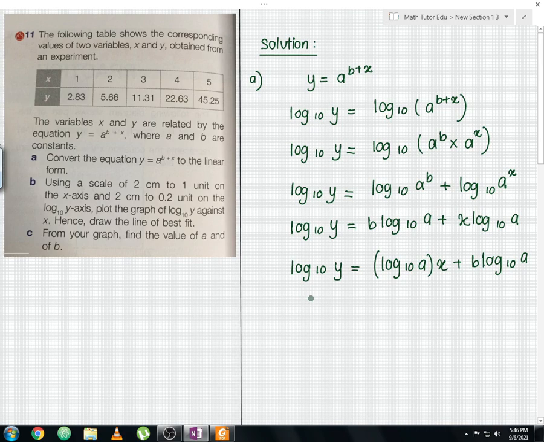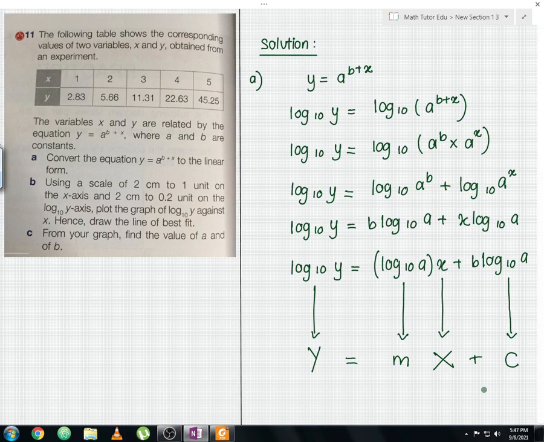So from here log 10y will represent as the y-axis, log 10a will represent as the gradient of the straight line, which is m, this x is representing as the x-axis, and then this b log 10a will represent as the y-intercept. So that's how you form the y equals to mx plus c form. So from here we know that we have already successfully changed our non-linear equation into the linear form. So let me underline the solution.